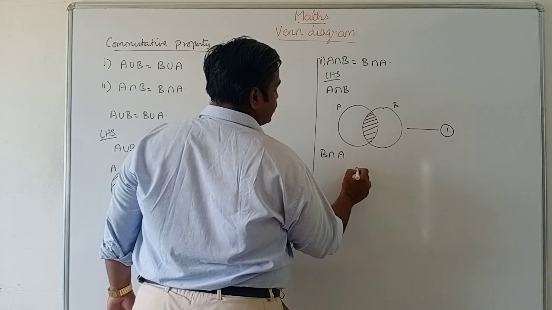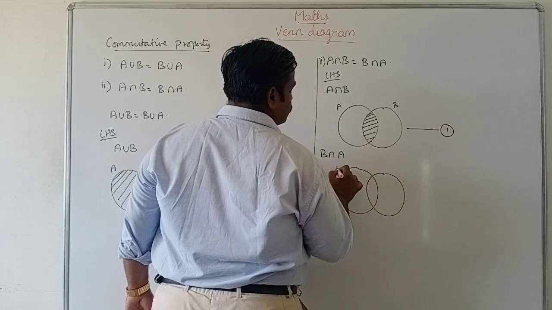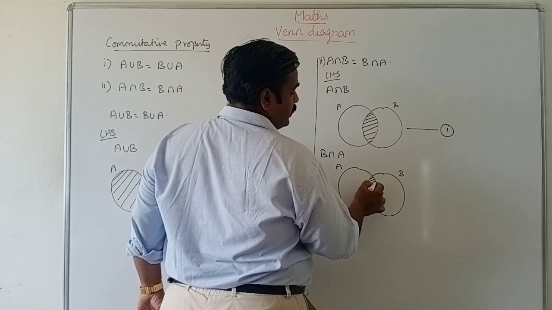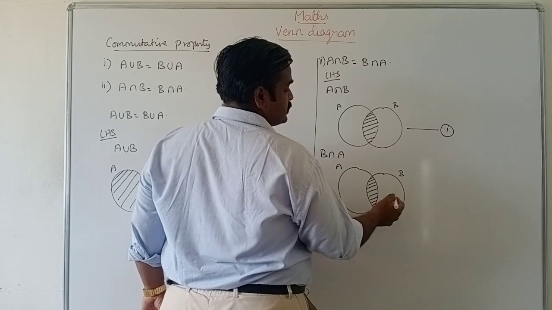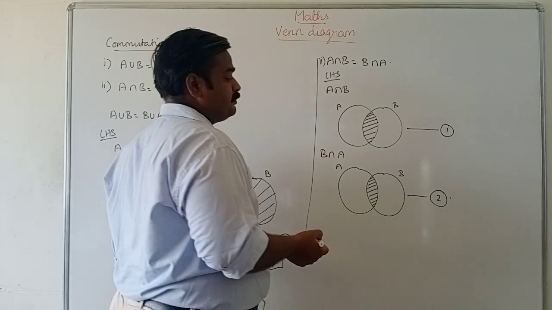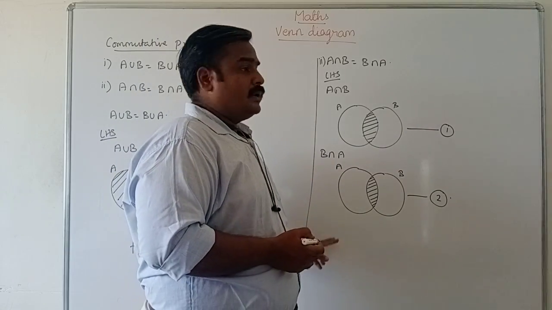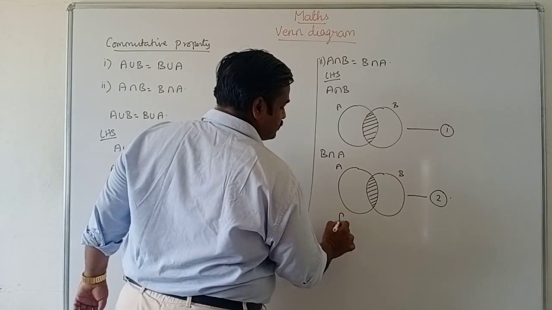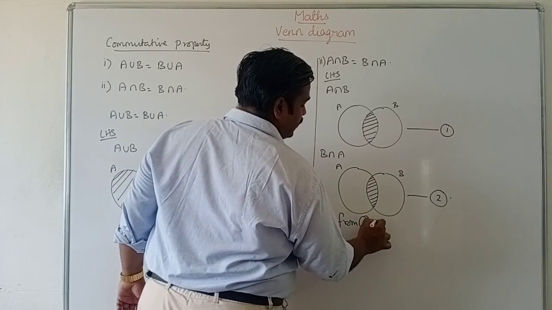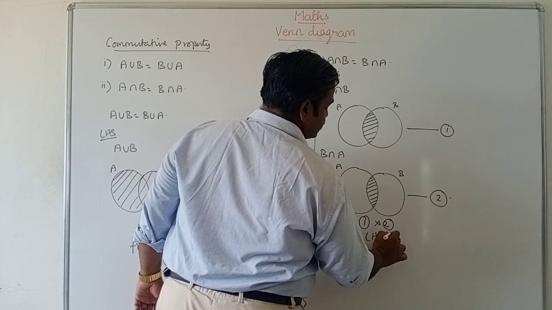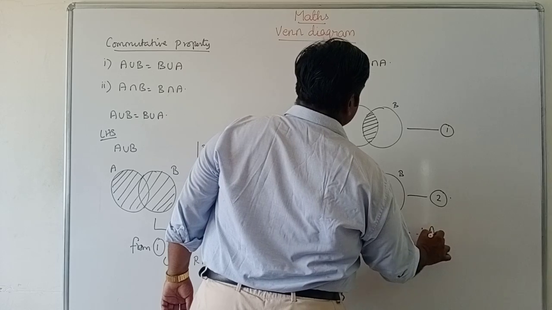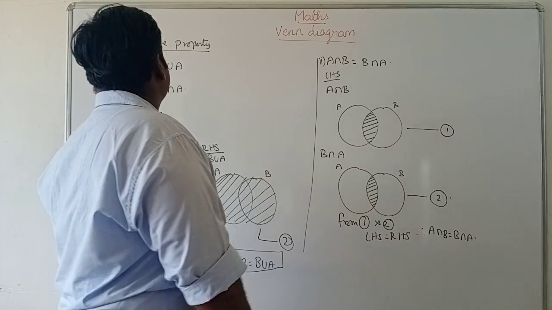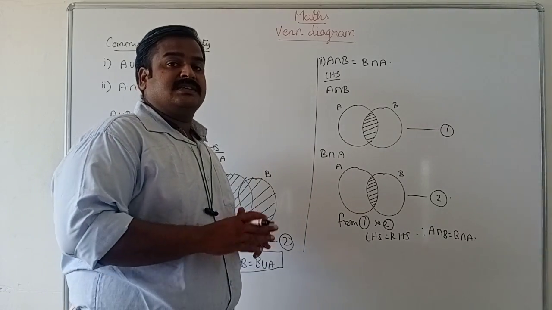Now take the RHS. RHS is B intersection A. Once again draw two circles, one representing A and another representing B. B intersection A is the common area between A and B. Once again shade this area. Take this as diagram number 2. Now compare diagrams 1 and 2. Are they the same or not? Yes, they are the same. Therefore, from 1 and 2, LHS equals RHS. Therefore A intersection B is equal to B intersection A. The commutative property of intersection of sets is verified.